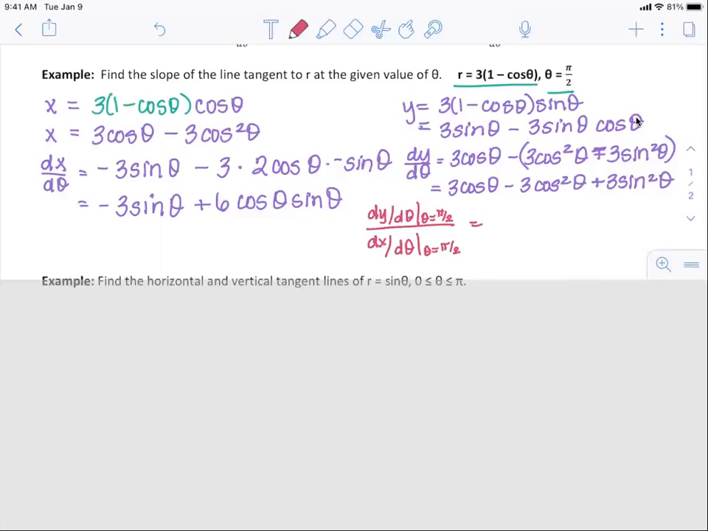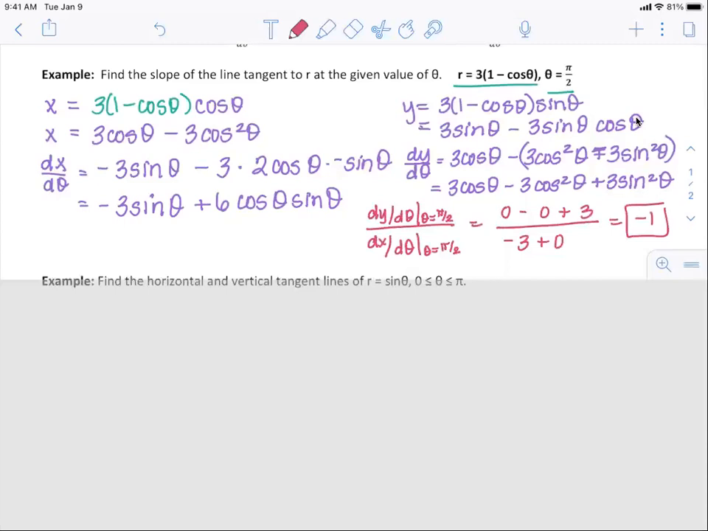The cosine of pi halves is 0. So that gives us 0 minus 0 plus sine of pi halves, which is 1. So this is going to be 3 over dx d theta. Now we're in the one on the left. Sine of pi halves is 1. So that's going to be negative 3 plus this is going to work out to 0. So 3 divided by negative 3, we get negative 1 for the slope of the tangent line at pi halves. It's a lot of work, but it's all stuff that we know how to do.